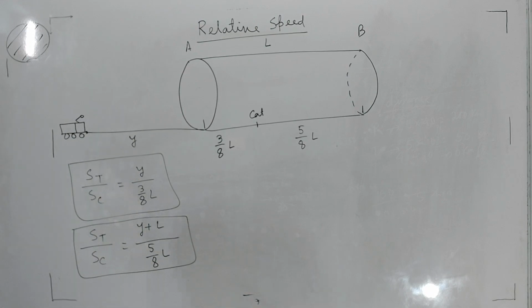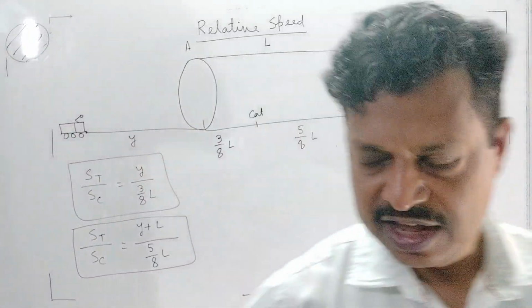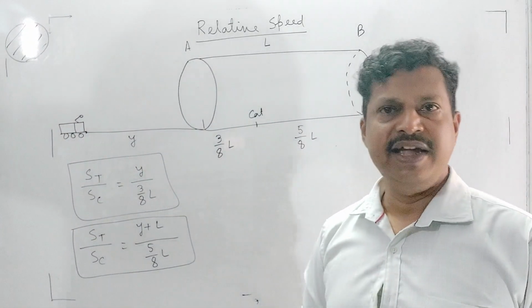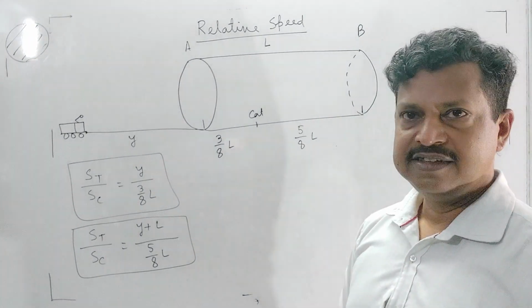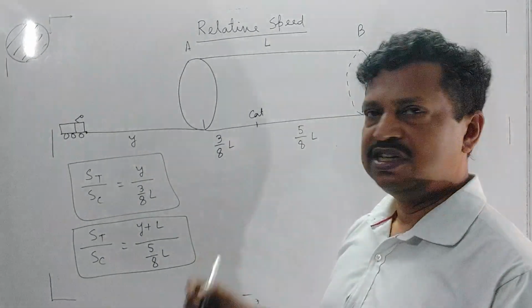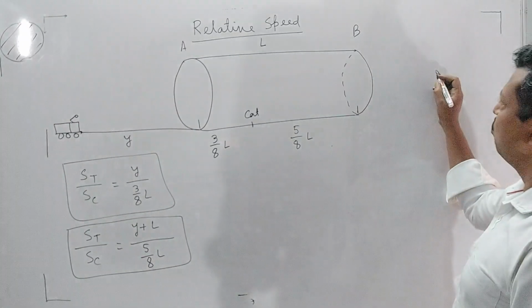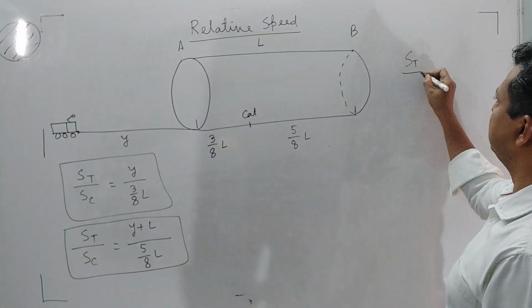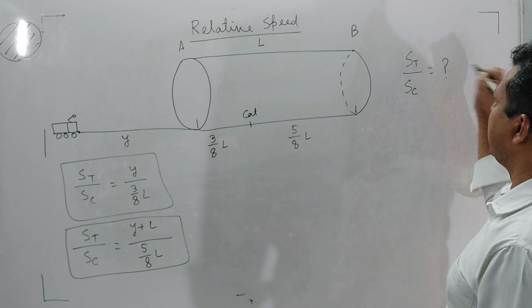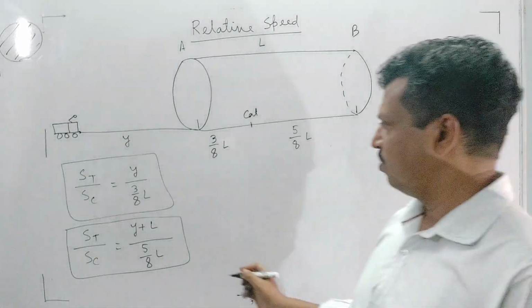Now if we equate these two, I'll get the answer. I'll have a relationship with respect to Y and L. I put it over here and I'll get the answer. So let's have a look. So the question is, what is the ratio of speed of train by speed of cat? So please equate these two.